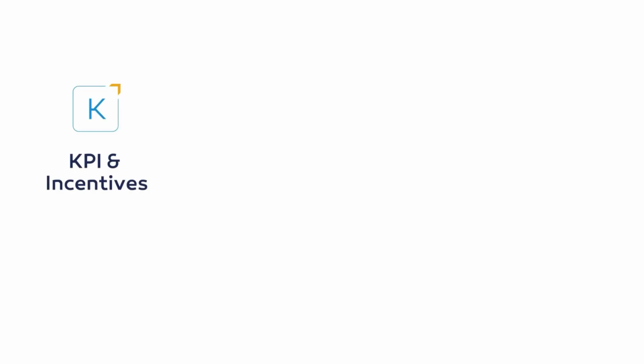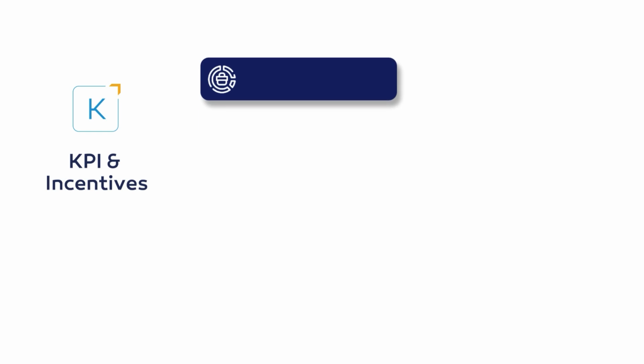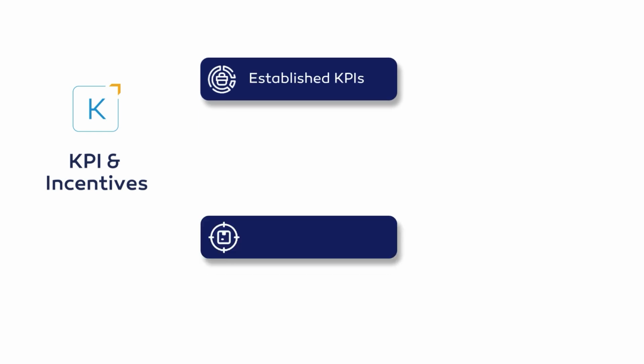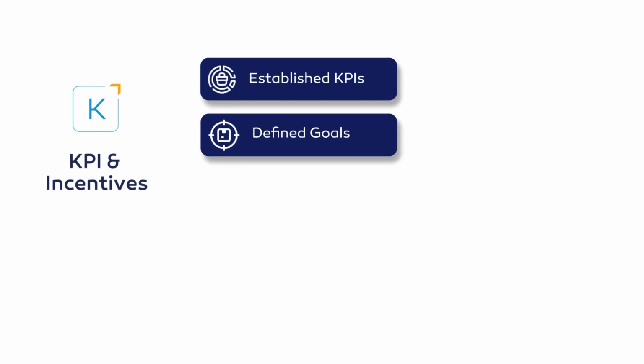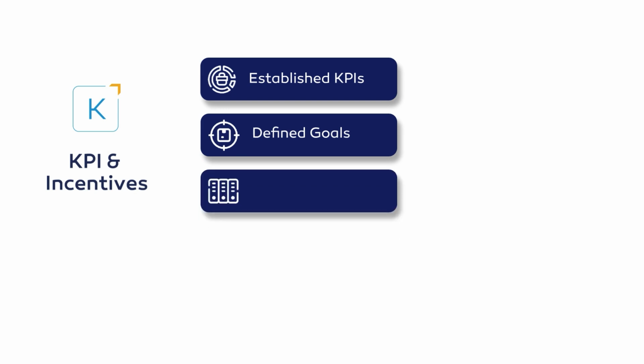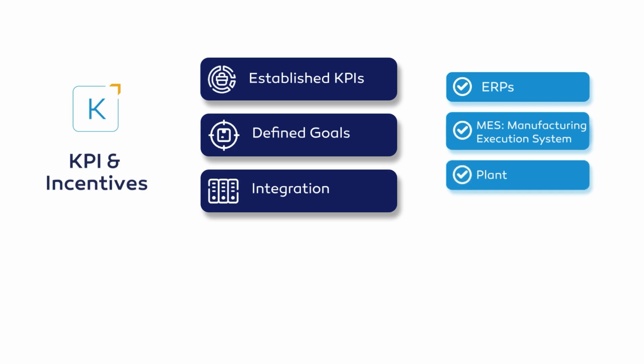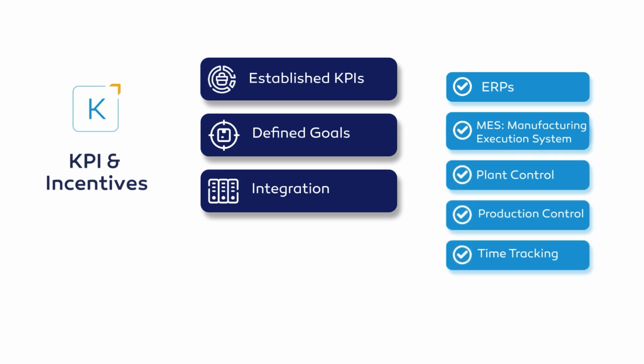The KPI and Incentives Manager module manages data from established KPIs, defined objectives for each indicator in each period, and information from other company systems either integrated or imported from ERP systems, MES systems, plant control systems, production control systems, time tracking, etc.